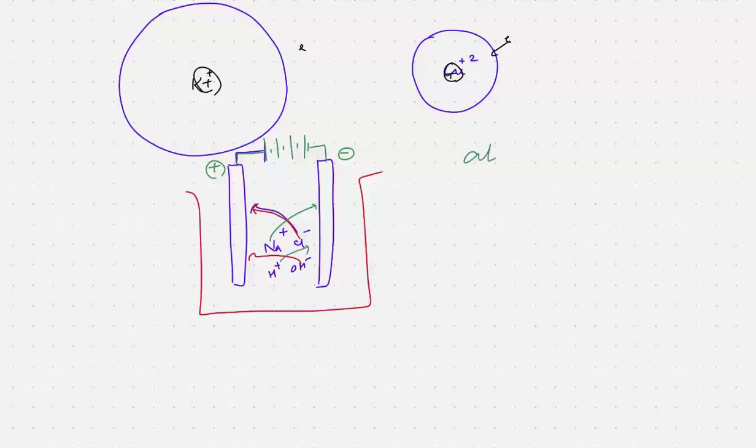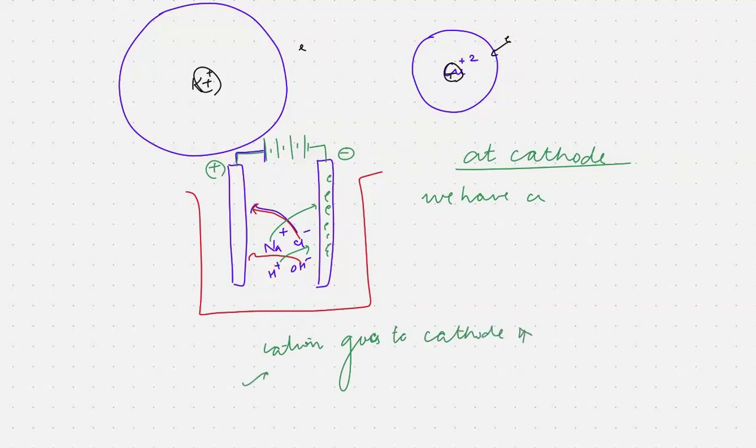So at the cathode, what do you think is going to happen? The cathode is richer in electrons. So cations go to the cathode and gain one or more electrons, and hence what do they do? Tell me. And hence become neutral.